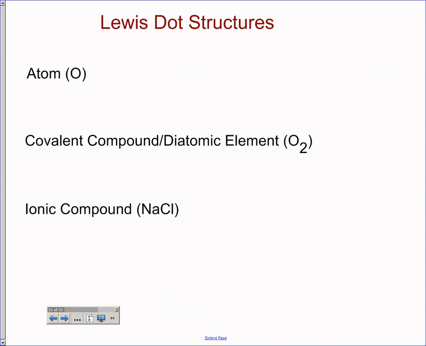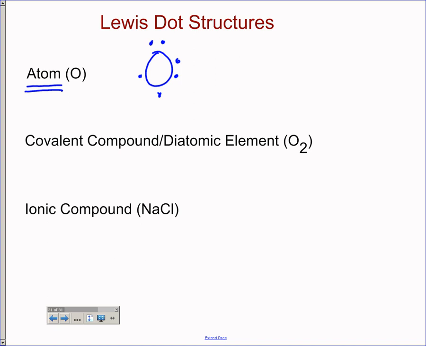Finally, how do you draw Lewis dot structures? Keep these words in mind. Atom. An atom is the simplest unit of an element. It is one atom of oxygen. An atom of oxygen has 6 valence electrons. Go around in a circle. That's how you draw the Lewis dot structure for oxygen.